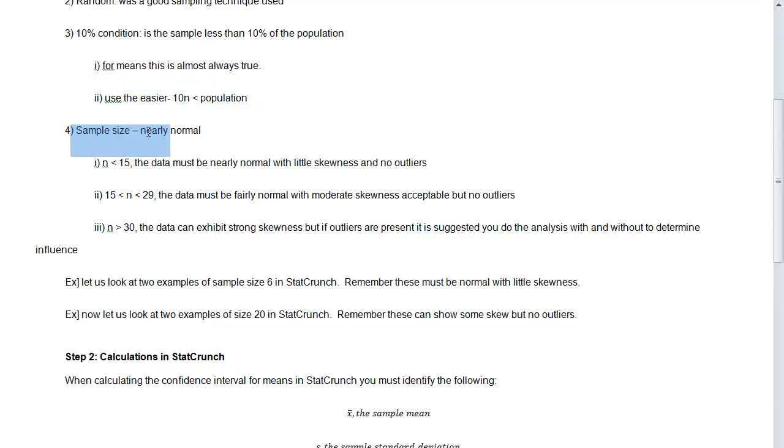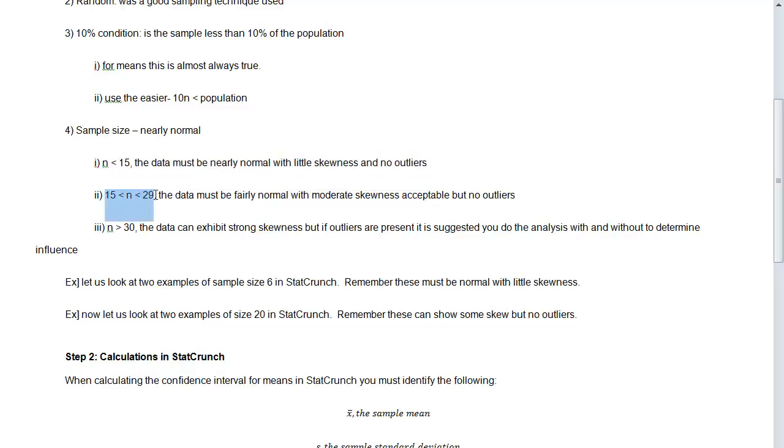Now, the sample size needs to be nearly normal. With small sample sizes, the central limit theorem may not be in full effect, as we saw with the cohabitation video that I did. And so when n is less than 15, the data must be nearly normal with little skewness and no outliers. Because the central limit theorem is not making that sampling distribution quite look like the student t yet.